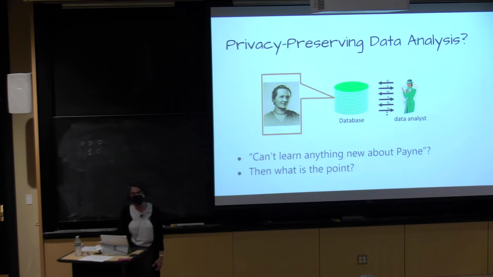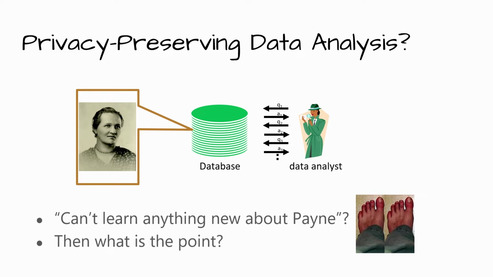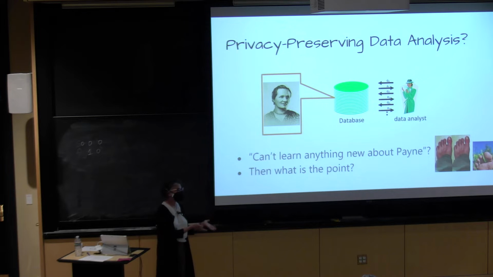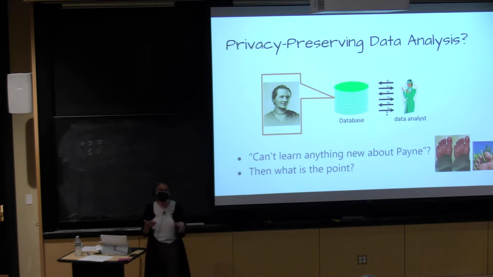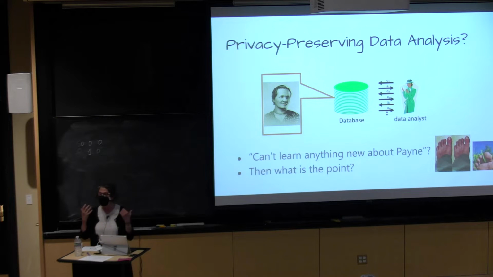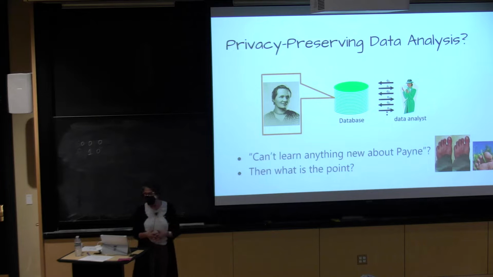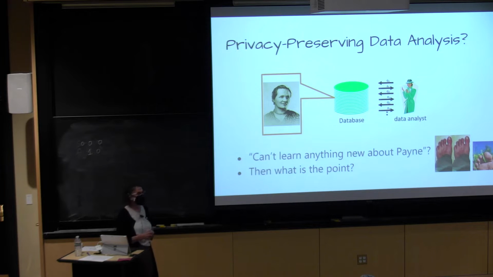So, for example, suppose I'm from Mars, and I believe that all humans have 2 left feet. And I learn as a result of a statistical analysis through a privacy-preserving database that the vast majority of people have 1 left foot and 1 right foot. My beliefs about Payne have changed. Before, I believed that she had 2 left feet. And now I think it's pretty likely that she has 1 left foot and 1 right foot. I have learned something about her that I didn't know before. And the question is, is this a privacy violation?